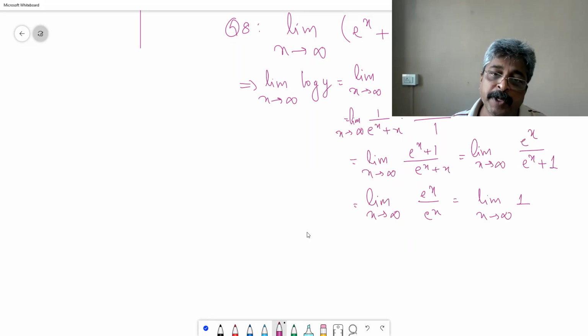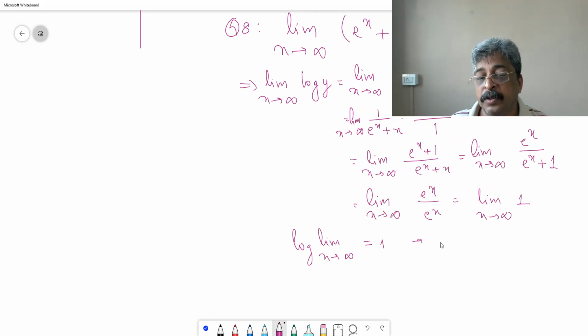Correct? So limit of log y as x tends to infinity is equal to 1. Therefore, limit y as x tends to infinity is equal to e raised to 1, equal to e.